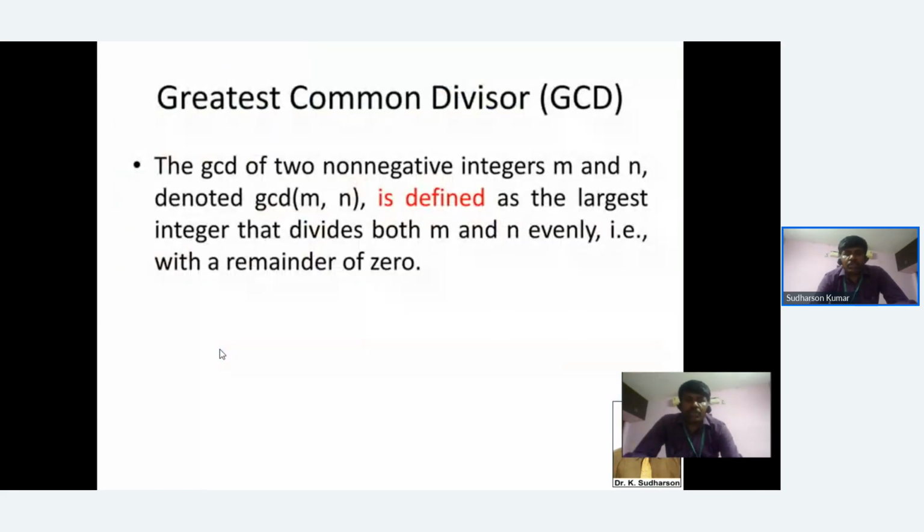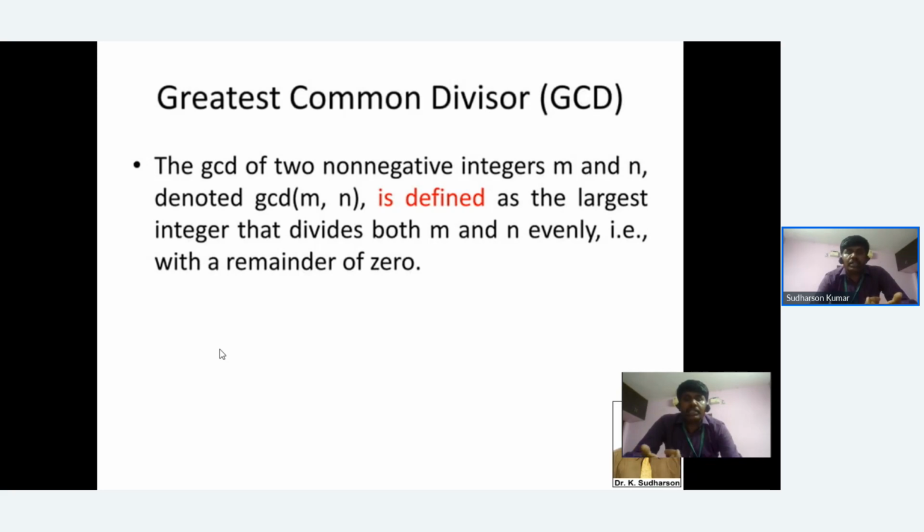Now we'll see what is the GCD of a number, greatest common divisor. So GCD of two non-negative integers m and n, denoted GCD of m and n, is defined as the largest integer that divides both m and n. For example, if we take two non-negative integers, 10 and 50, the largest integer that divides both 10 and 50 is known as the greatest common divisor.